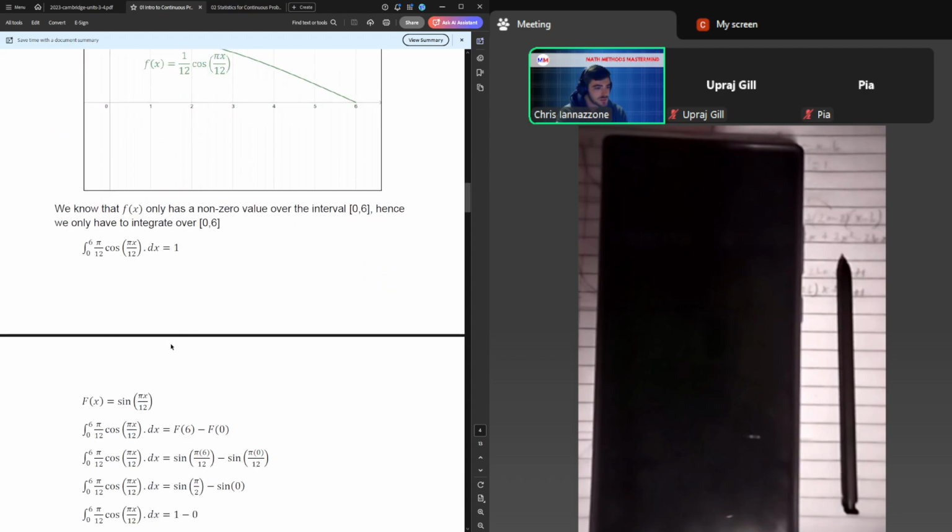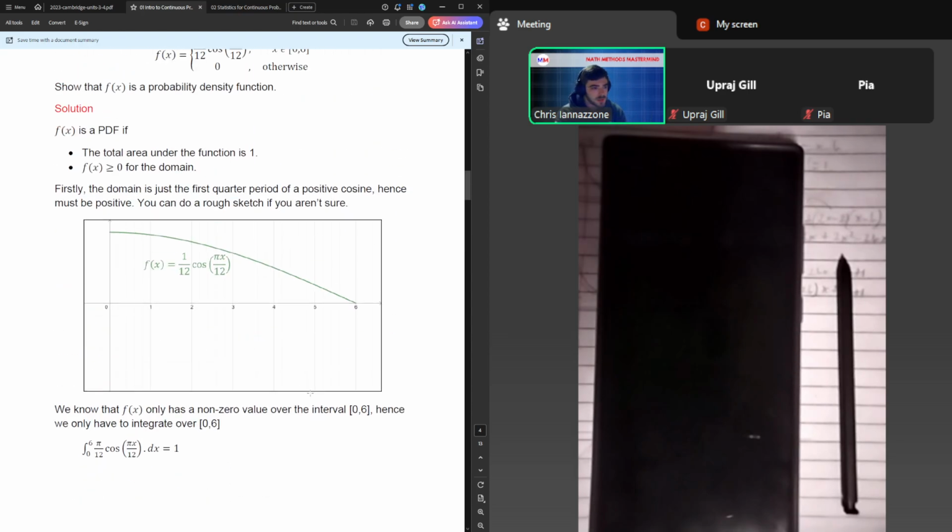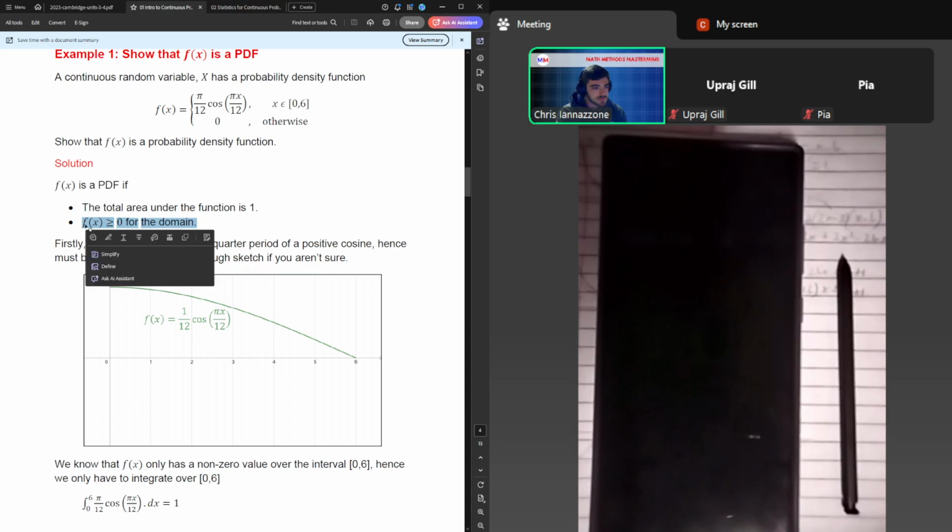So 0 to 6, sub in, equals 1, and so we're all sorted. The other criteria that doesn't really come up all that often is that your function has to be greater than or equal to 0 for the entire domain. That's simply because if it was below the x-axis, then that would be considered negative area and therefore negative probability. So very unlikely. I've never seen a PDF dip below the x-axis, but it's worth putting there just because it is technically a criteria.